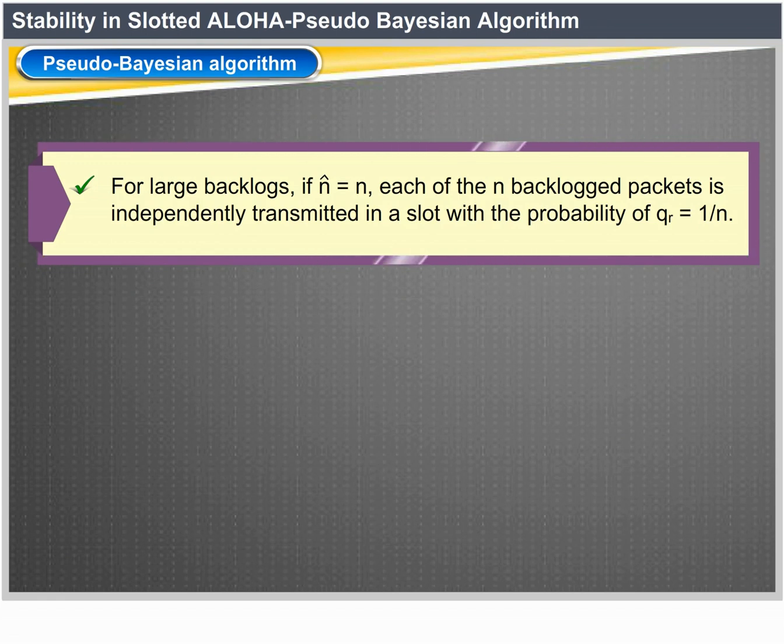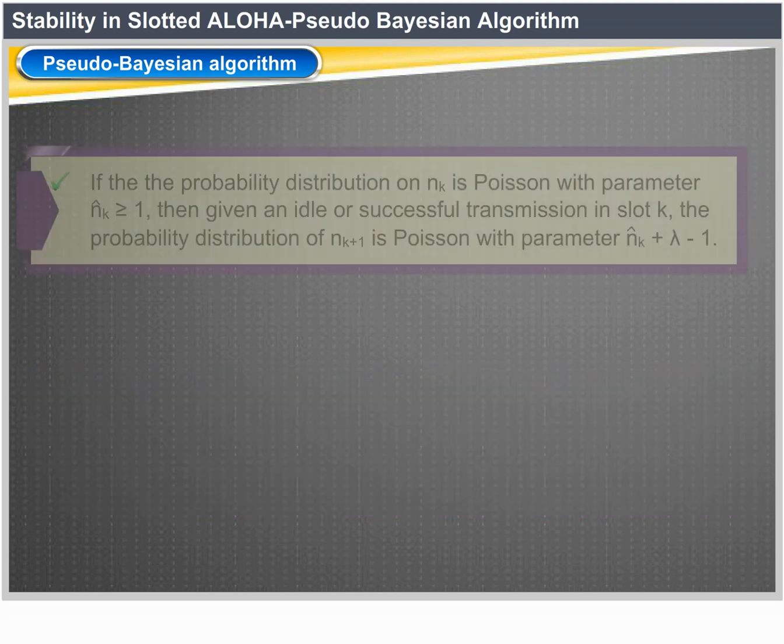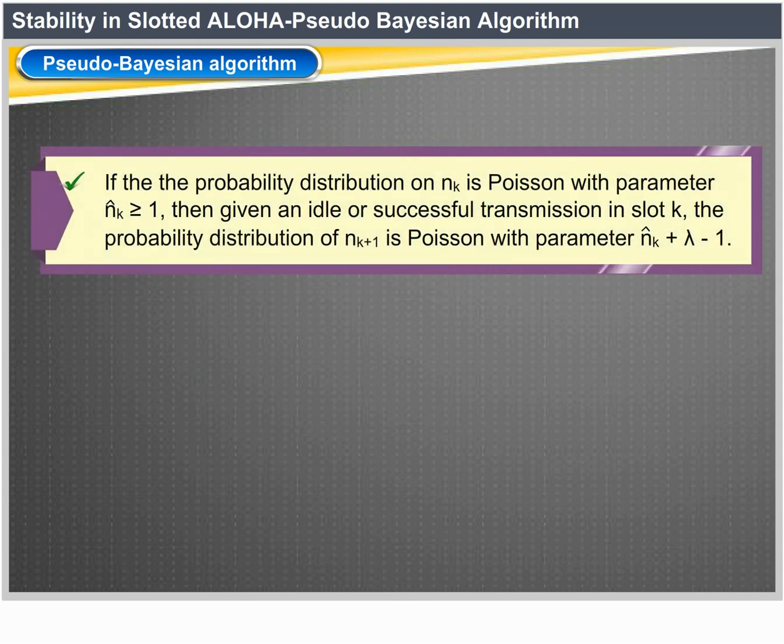Thus, g(n) is 1, and by the Poisson approximation, idles occur with probability 1/e and collisions with probability (e-2)/e, so that decreasing n̂ by 1 on idles and increasing n̂ by (e-2)^(-1) on collisions maintains the balance between n and n̂ on the average.